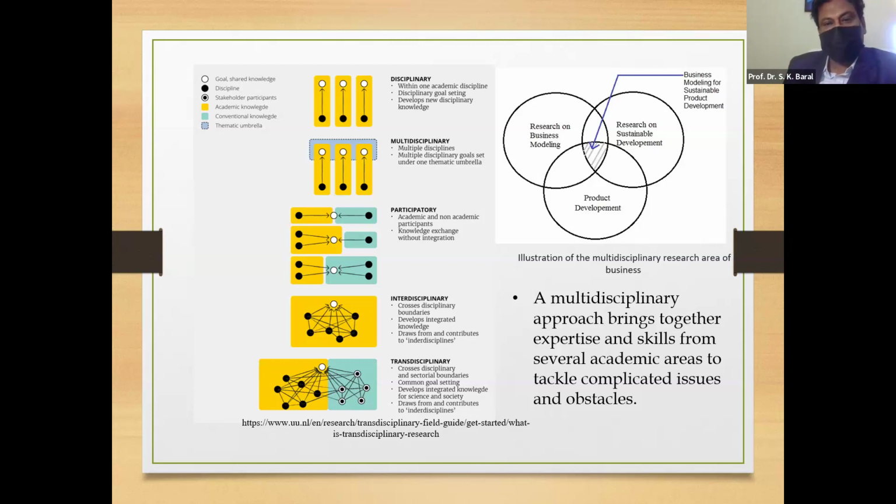So when a scholar is going to start his or her research, initially they start with disciplinary subjects. You might have seen this yellow color, a total of 3 disciplines are there. So 3 disciplines within one academic discipline, goal setting, and develop a new disciplinary knowledge. This is the objective. There are 3 disciplines we have taken here. 3 academic knowledge, 3 scholars they have started.